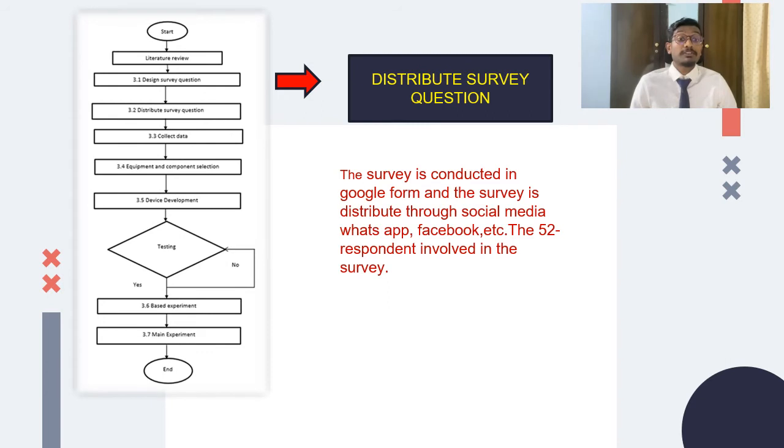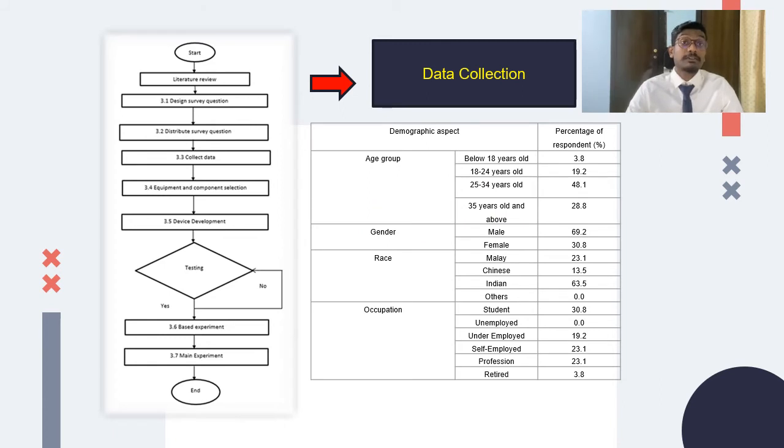This is how I distributed the survey questions. The survey is conducted in Google Form, and the survey is distributed through social media like Facebook, WhatsApp, and Instagram. So I distributed it to my friends and my family. You can see that I got 52 responses in the survey. I distributed all my survey questions using the template on my platform, and you can see the data collection of my survey analysis.